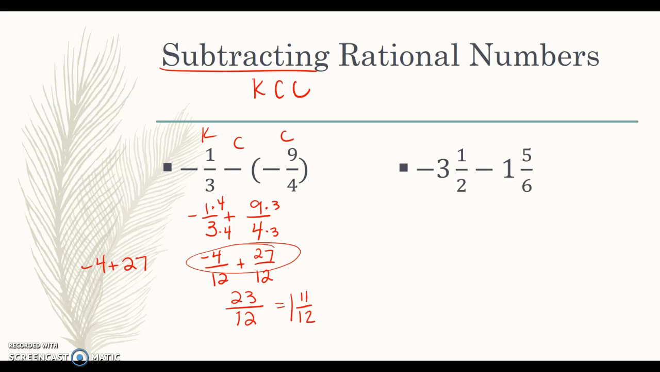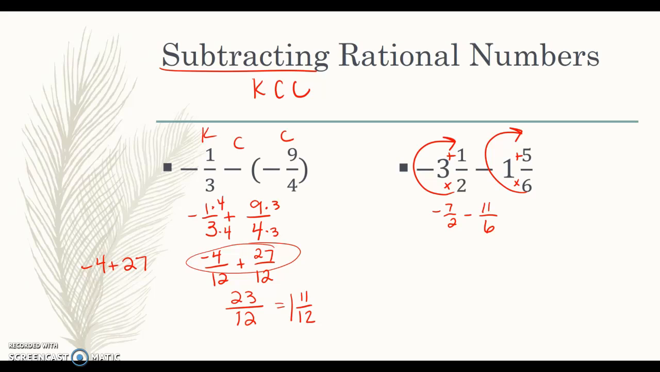For our second problem, I'm going to turn these both into improper fractions first. Now there are a few ways we can do this. I know people were doing our problems in a couple different ways. I'm going to stick with this method since we've been practicing it the most. So I've got 2 times 3, which is 6, plus 1 is 7, so it's negative 7 over 2, minus 6 times 1 is 6, plus 5 is 11 over 6. So now we've got all of those mixed numbers taken care of.